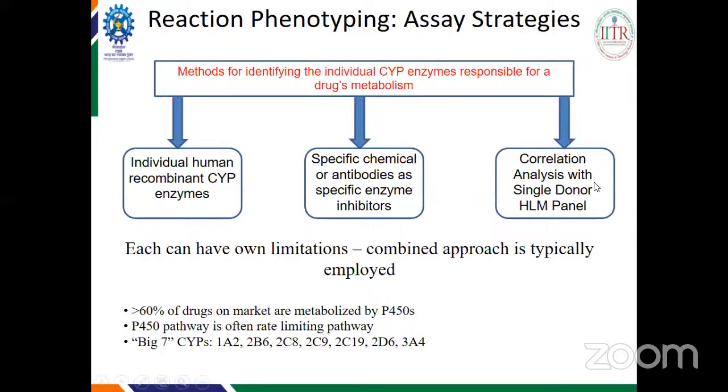And certain kind of correlation analysis we can also do, where we have human liver microsomes from different populations which are deficient in metabolism by a particular enzyme. So with these different test systems we can understand different enzymes, or at least two systems we have to use for making a decision on which enzymes are involved in the metabolism.